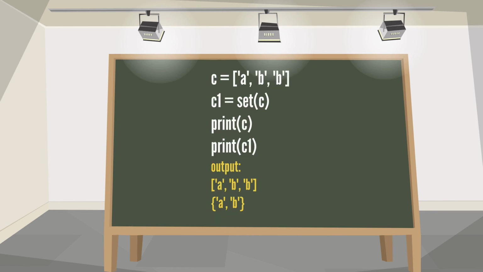In this example, we have a C, which is a list containing duplicate B string elements. And we use that list to create a new set C1. Finally, we print both the structures. What do you see? Although the list is keeping the duplicate elements, set C1 has eliminated the duplicates.